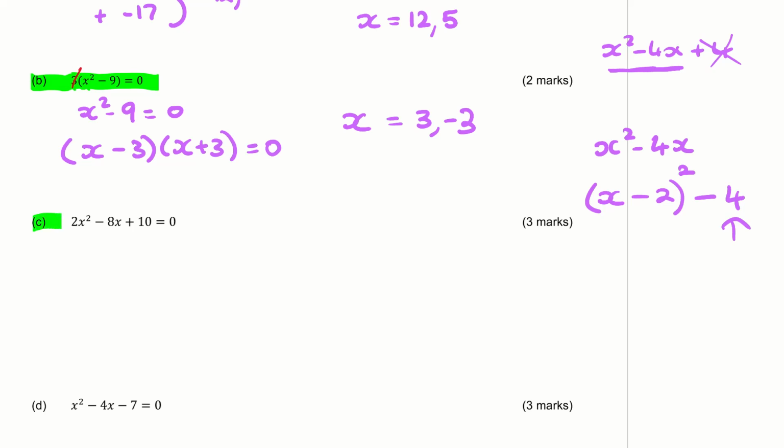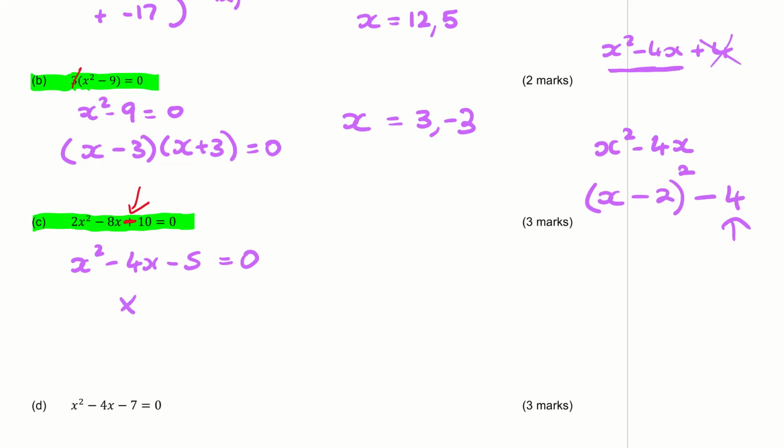So the next one is 2x squared minus 8x plus 10 equals 0, but there's a mistake here, which I only found by looking at the mark scheme. That is supposed to be a minus, otherwise it doesn't actually solve. If we divide through by 2, we get x squared minus 4x minus 5 is equal to 0.